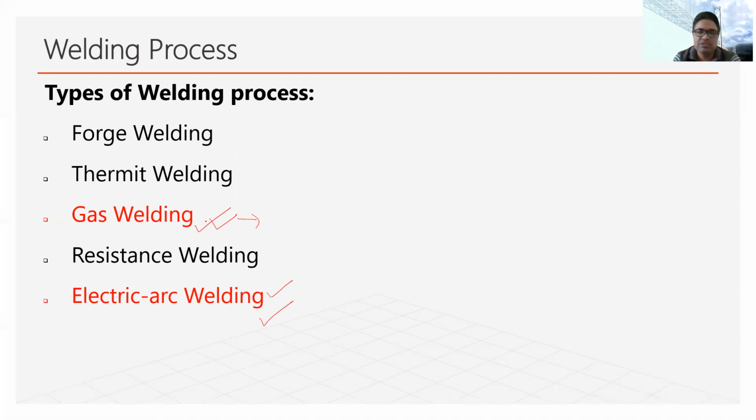And the gas which is being used in gas welding is actually acetylene along with oxygen. So sometimes it is called oxyacetylene. And this is electric arc welding. So I'll be showing you the process of electric arc welding, how it is being done.